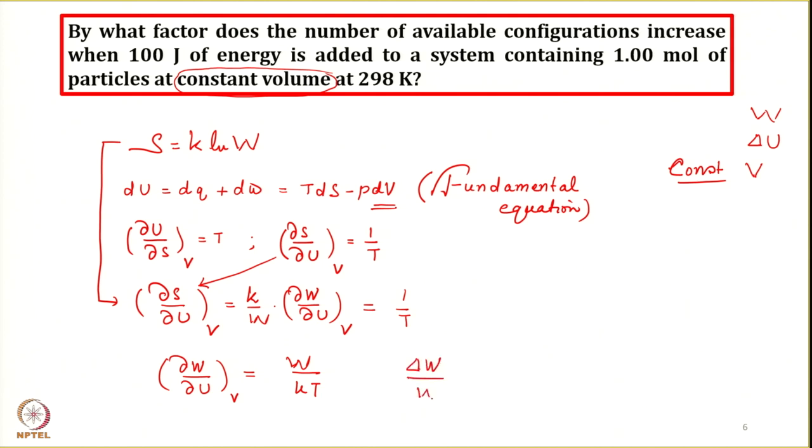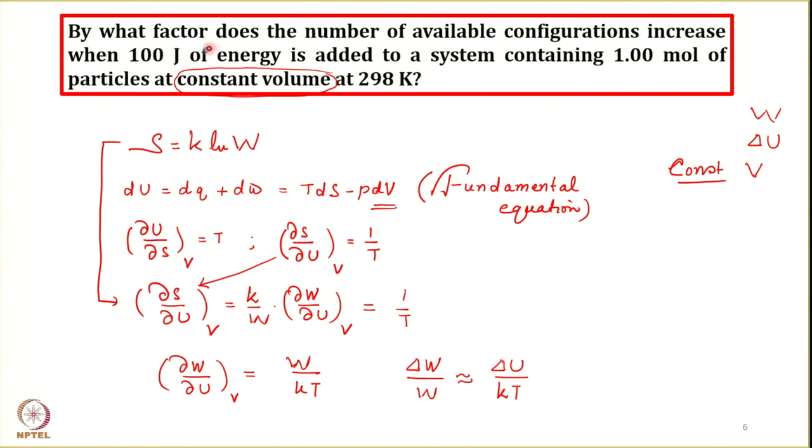This equation allows me to write, approximately, delta W by W as delta U by KT. This is what actually I am looking for. Your question says, by what factor does the number of available configurations increase? This will allow me to get that factor.